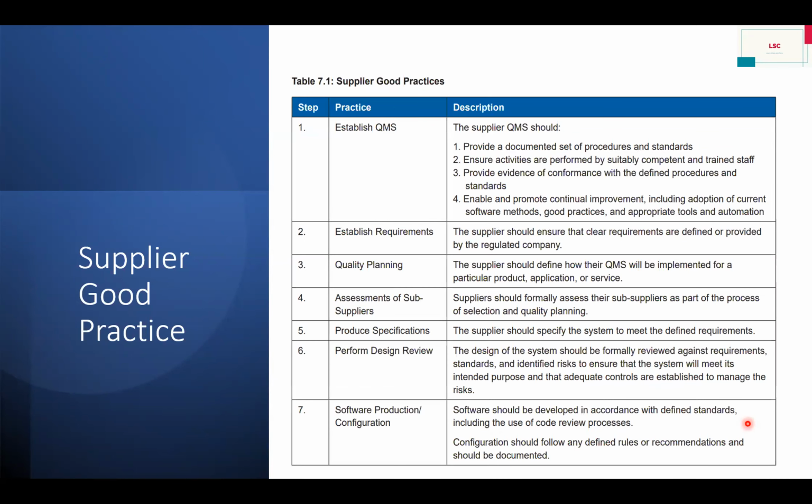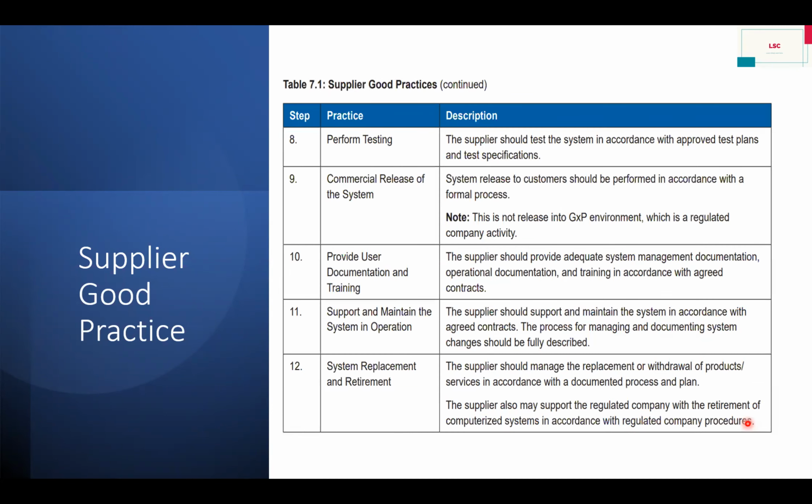This is written from GAMP 5. This is not written by me. Somebody told me you are just saying what is written in the guideline. So I'm just saying what is written in the guideline, and I want you to know what criteria you have, what service agreement you have, in which all these 12 requirements are written.